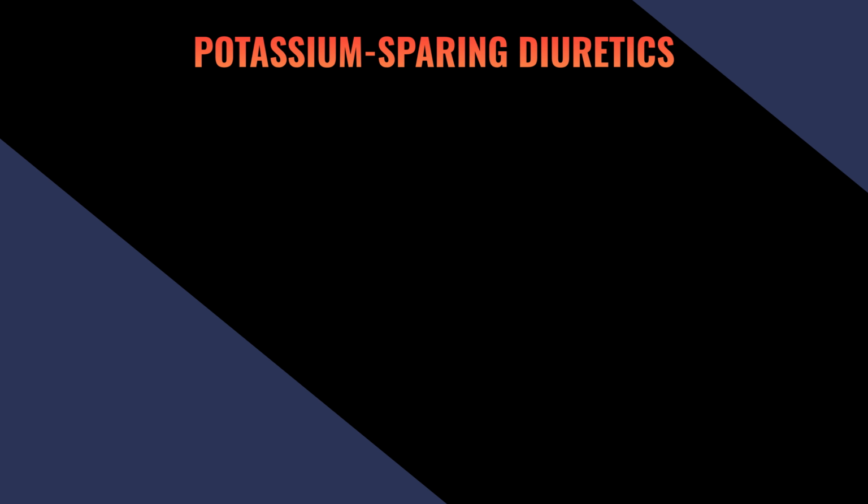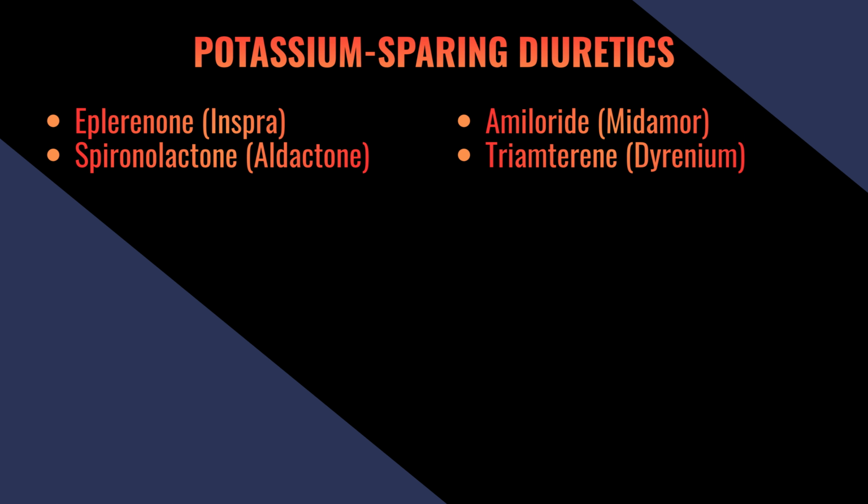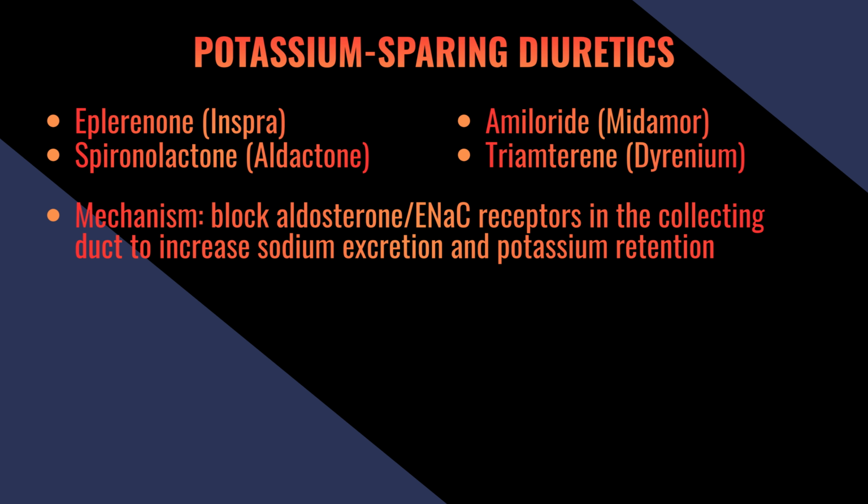The third most used class of diuretics are the potassium-sparing diuretics. Here we also have two subclasses, which are the aldosterone antagonists and the epithelial sodium channel or ENaC inhibitors. Eplerenone and spironolactone are the aldosterone antagonists, while amiloride and triamterene are the two ENaC blockers. Both of these subclasses work in the collecting duct of the nephron. While they work along different stages of the same pathway, the net result is essentially the same.